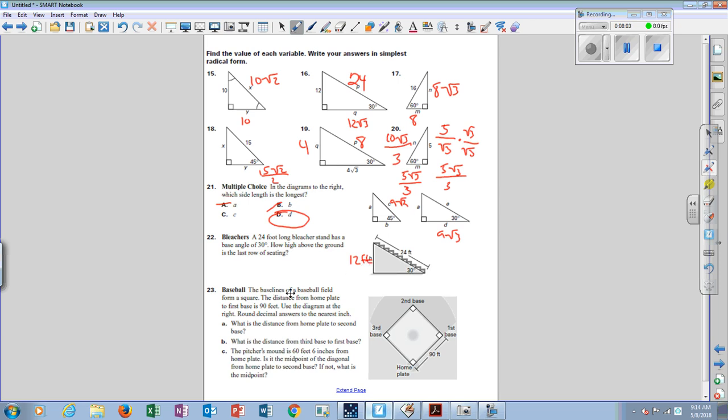Baseball. The baselines of the baseball field form a square. The distance from home plate to first base is 90 feet. Use the diagram at the right. Round decimal answers to the nearest inch. What is the distance from home plate to second base? So if this is 90, it makes this 90 as well. And so this would be 90 times the square root of 2.